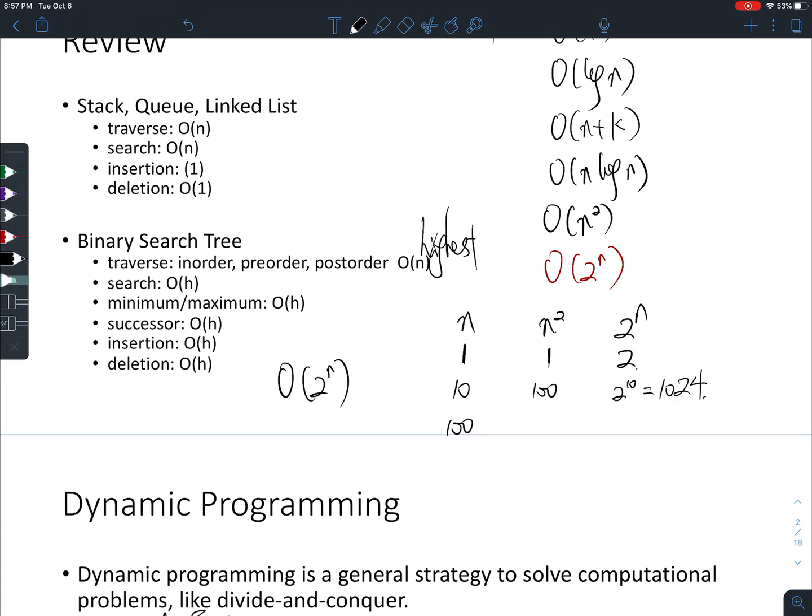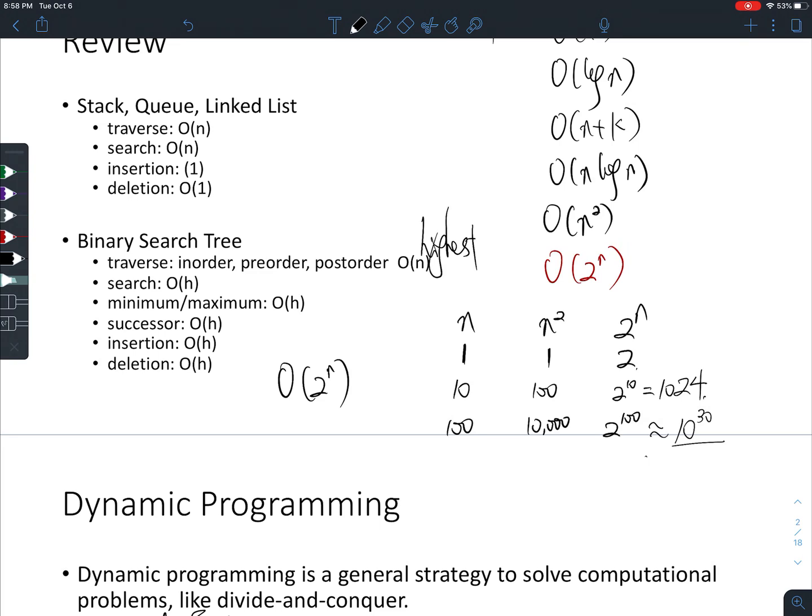What about when n is 100? We have n squared as 10,000. What about 2 to the power of n? 2 to the power of 100 is going to be something like 10 to the power of 30. Let me check if I'm correct. Yes, 10 to the power of 30. This is because 2 to the power of 10 is almost 10 to the power of 3. So if we raise it to the power of 10, 2 to the power of 100 is going to be a little bit higher than 10 to the power of 30.